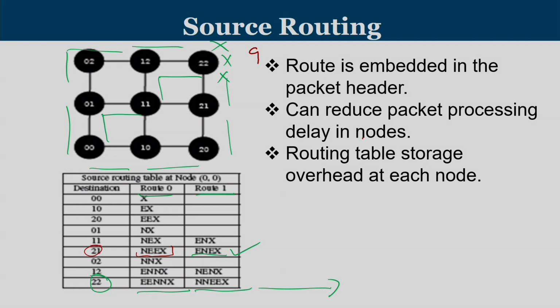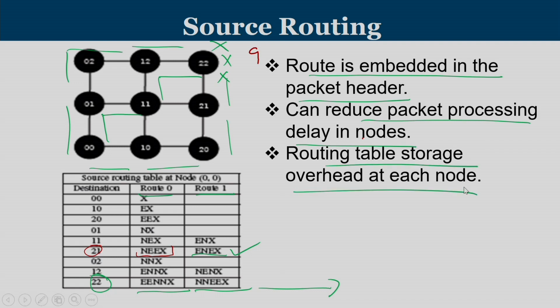So, to consolidate what we have here: in source routing, the route is embedded in the packet header. Because of this, we can reduce packet processing delay, but there is routing table overhead. The problem with the overhead is the scalability issue.